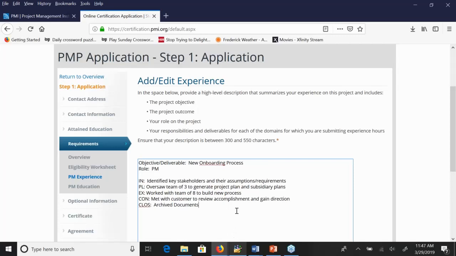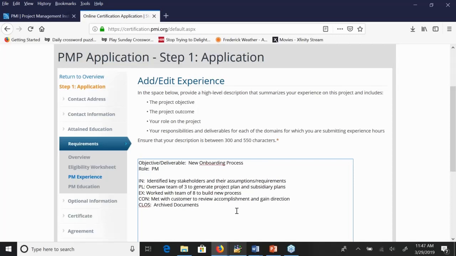Yes, they know what a PM is. I don't have to do that. And then it says your responsibilities and deliverables for each of the domains: initiating, planning, executing, monitoring, controlling, and closing. How am I supposed to know what words to use there, Carl? Well, you might recall I took the previous page and I printed it out.